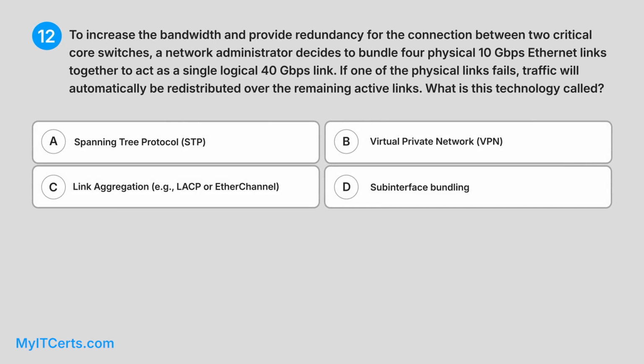12. To increase the bandwidth and provide redundancy for the connection between two critical core switches, a network administrator decides to bundle 4 physical 10 Gbps Ethernet links together to act as a single logical 40 Gbps link. If one of the physical links fails, traffic will automatically be redistributed over the remaining active links. What is this technology called?